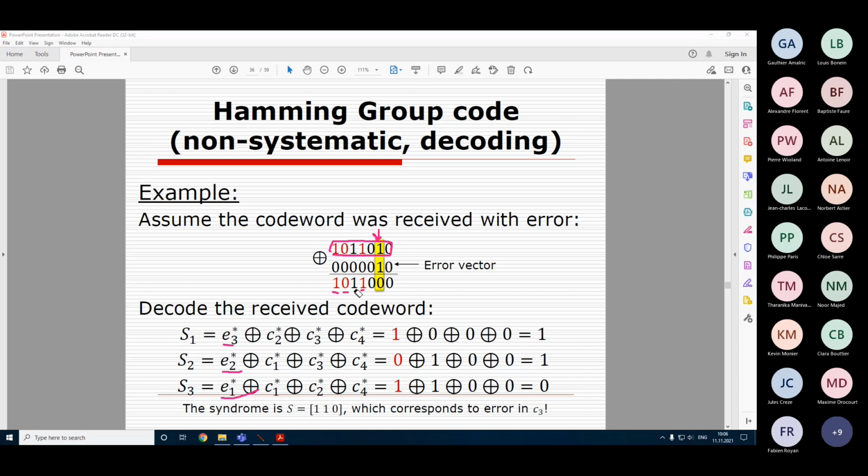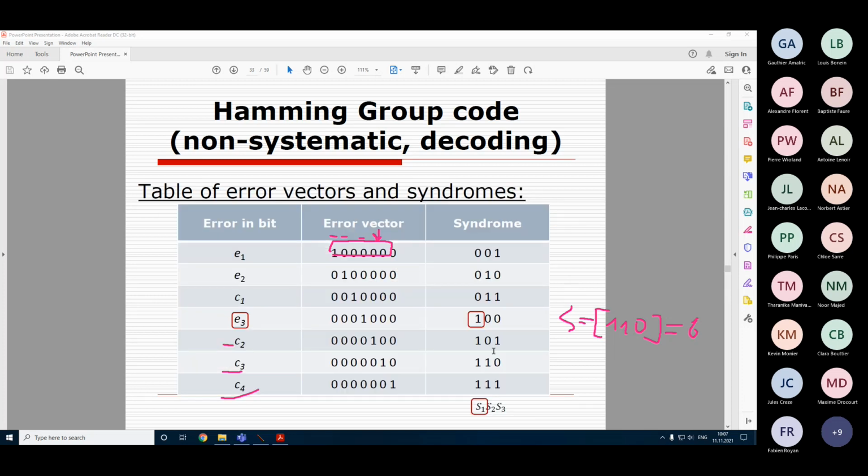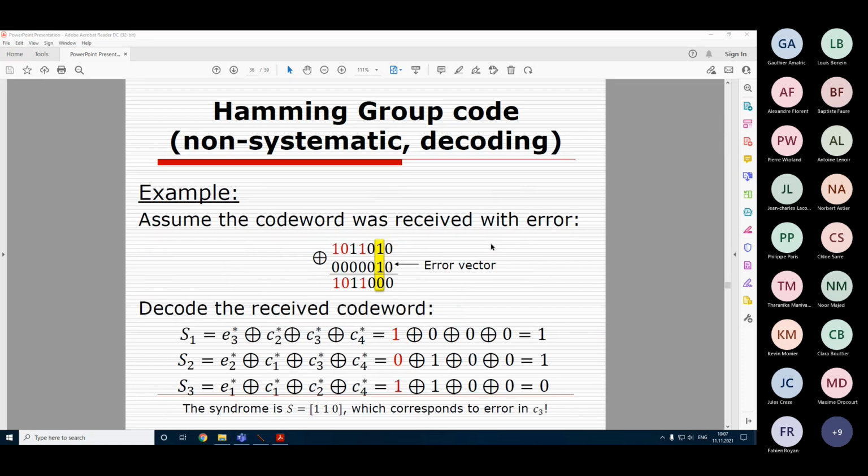Sorry, I was writing below, but this is incorrect. Actually, it was here. Calculate the syndrome. The syndrome is 110, which in binary or in decimal form is 6. Yes, so we know that the error is in the 6th position, and we add the error vector matching this syndrome. So as you can see, indeed, for this syndrome, we have this error vector. And that is how we correct the error.